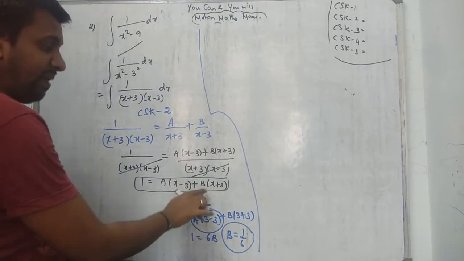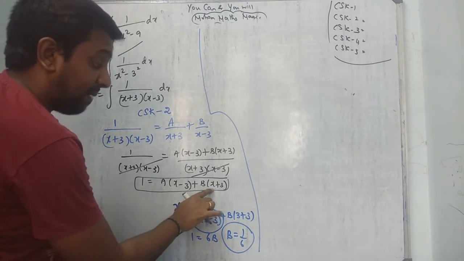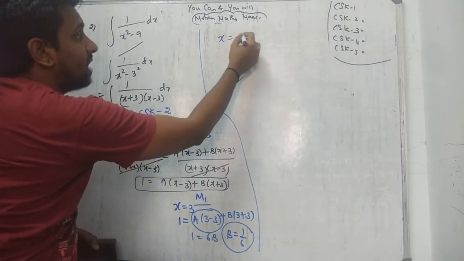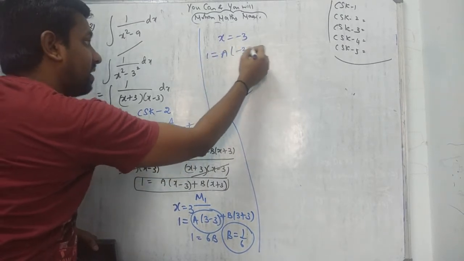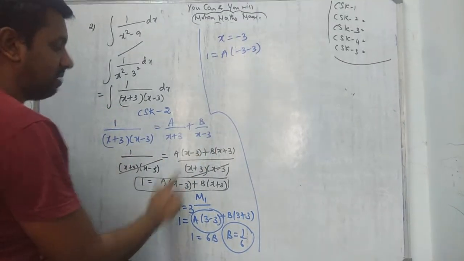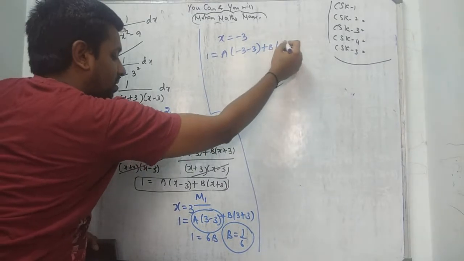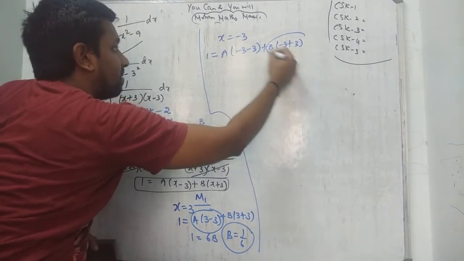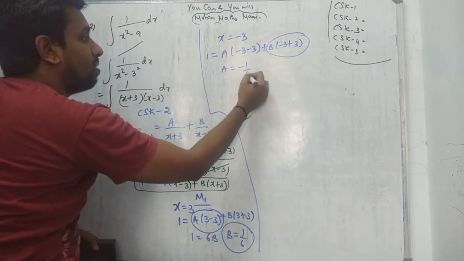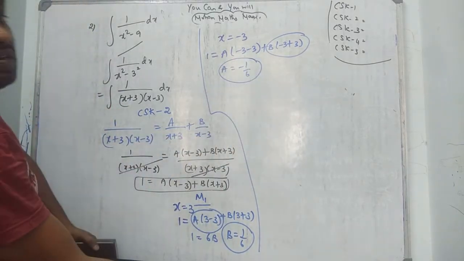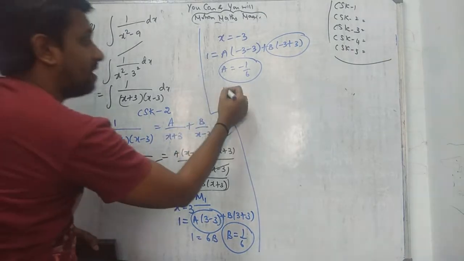Next step, I have to eliminate b. So what should I put in place of x? Minus 3. So put minus 3 on both sides. 1 equals a into minus 3 minus 3 plus b into minus 3 plus 3. So this becomes 0 overall. So a equals minus 6, which gives a equals minus 1 upon 6. I have found the a, b values. The same a, b values I have to get in method 2.